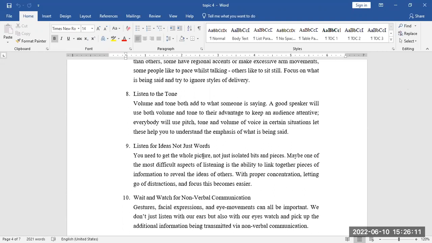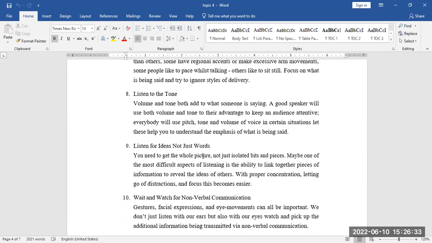Others maintain the tone. If they started with a very high tone, it will be high tone until the end. So everybody will use pitch. Everybody will use a tone. Everybody will use a volume of voice in a certain situation. And this helps you to understand the emphasis of what is being said.